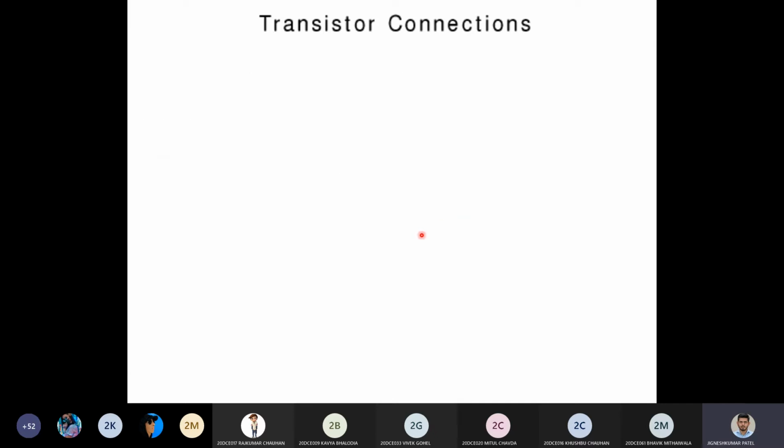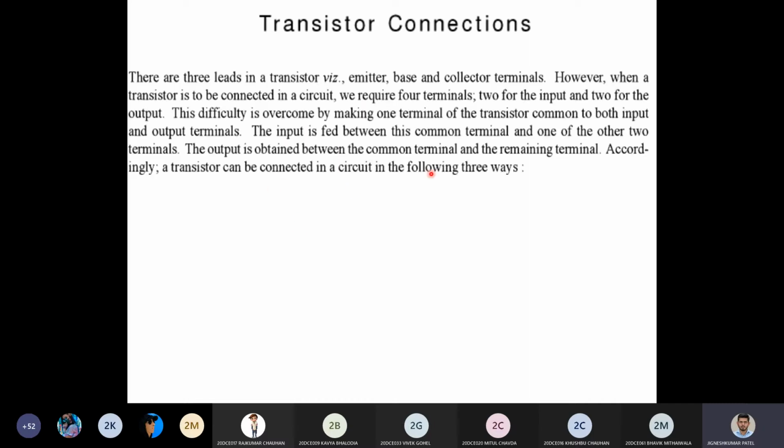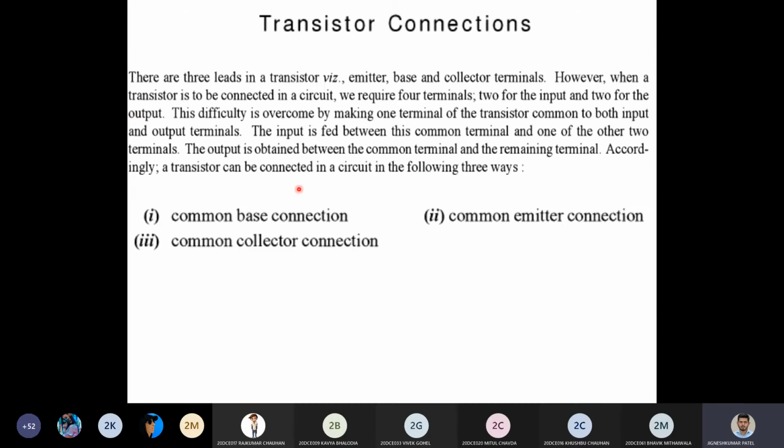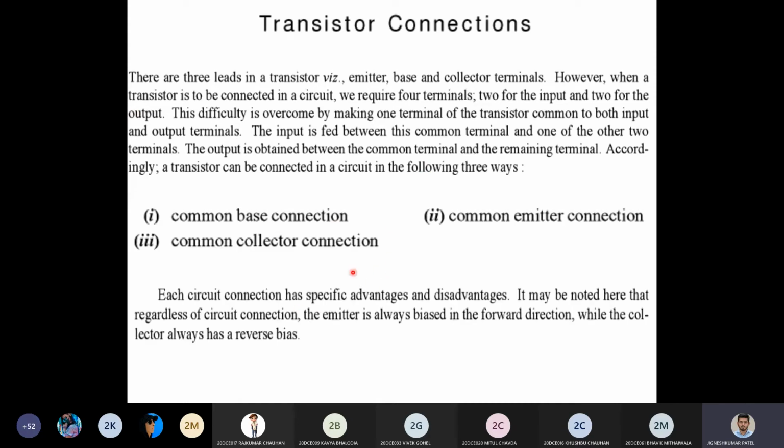Now let us discuss a different type of transistor connections. A transistor having 3 terminals can be connected in different ways. A common base connection, common emitter connection, or common collector connection is possible. So how to connect each type, and what are the different characteristics if you change from one to the other? We are going to study that.